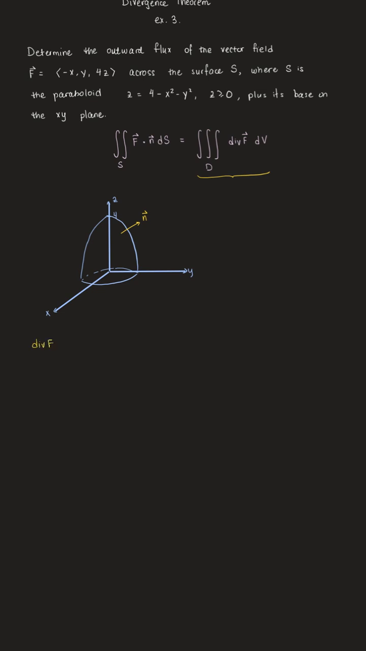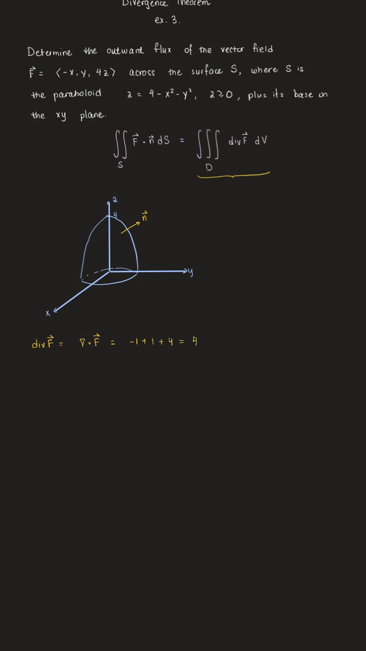Recall that this is just going to be del dot our vector field. So we're taking partial derivatives of each component and adding them. The partial of negative x with respect to x is -1. Partial of y with respect to y is 1. And partial of 4z with respect to z is 4. And so this is just 4.